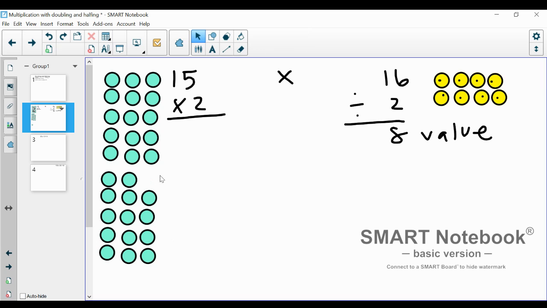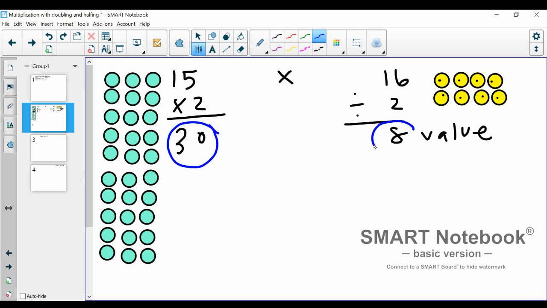See how I have double the amount on this side? I had 15 and now I have twice as much. So I have 30 over here. So now my new multiplication equation is 30 times 8.